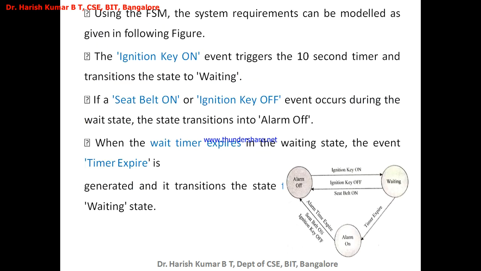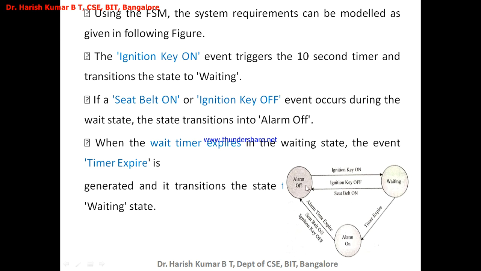Now using FSM, the finite state machine model, the system requirements can be modeled as shown in the following figure. Here we have the example now. So I told alarm off is one state, waiting is another state. So the states are represented by using the circles, and alarm on is one more state.